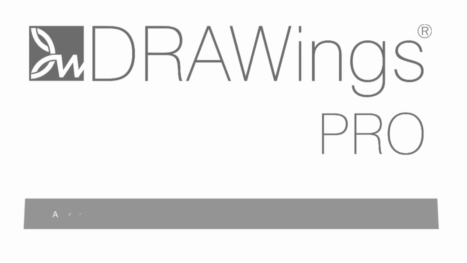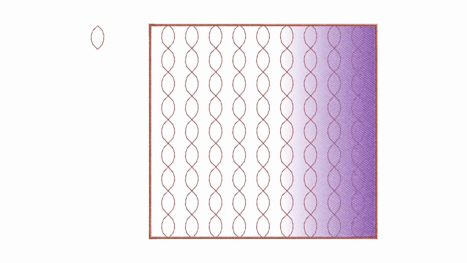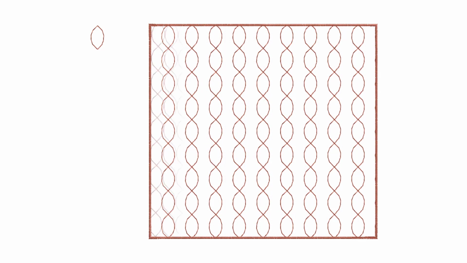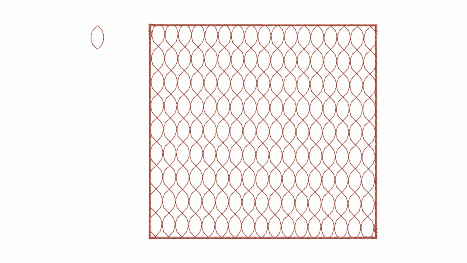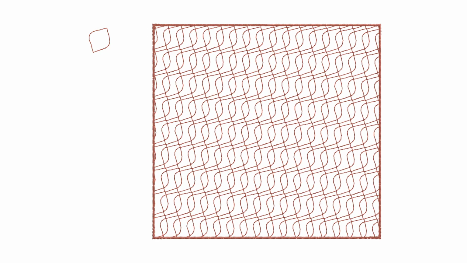In this video, we will show you an easy way to use Array on Fill and add new objects as clones to create amazing fill patterns. We will apply Array on the fill of the rectangular object and use the small leaf object as base object. Then we will edit the clones to create other fill variations.